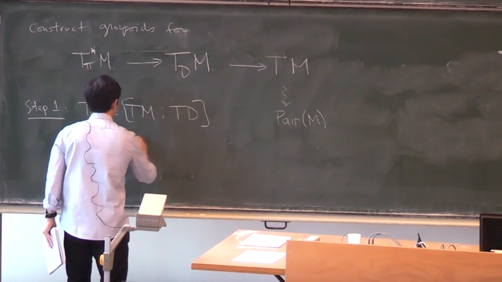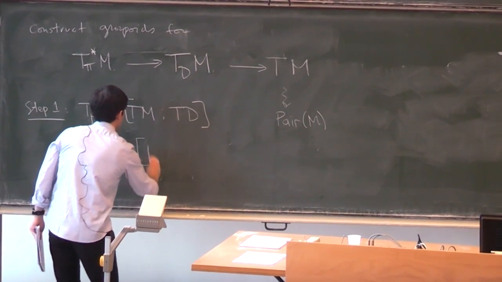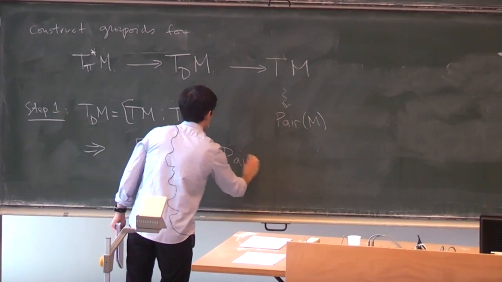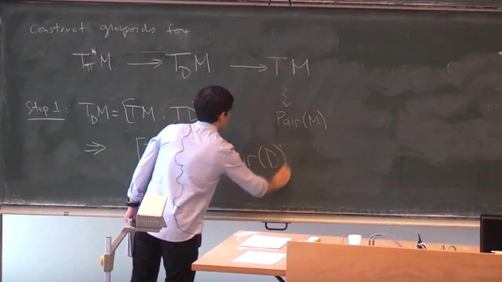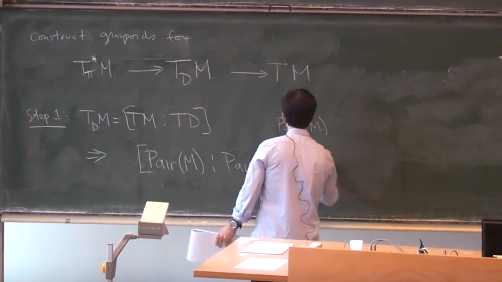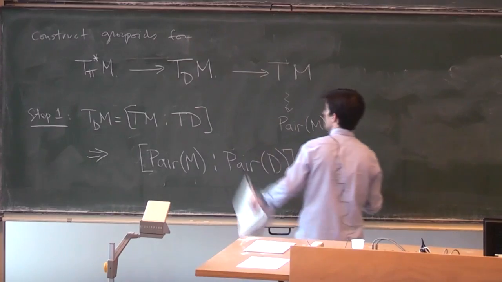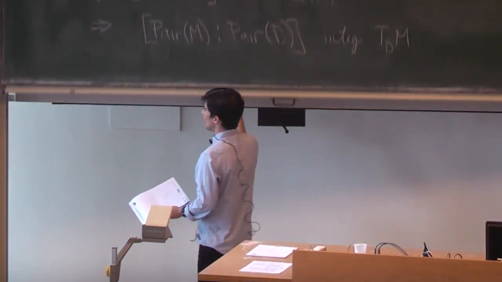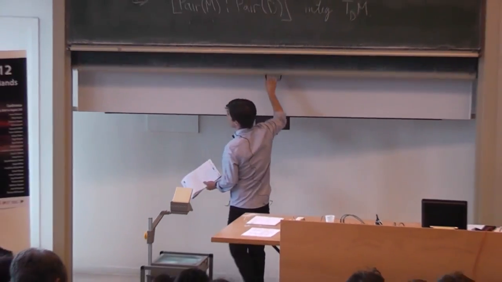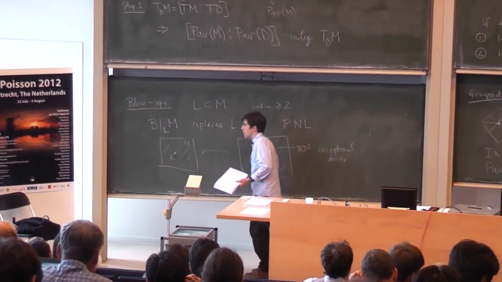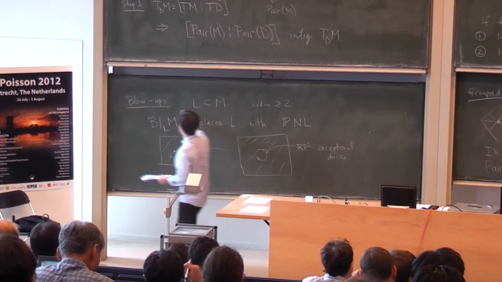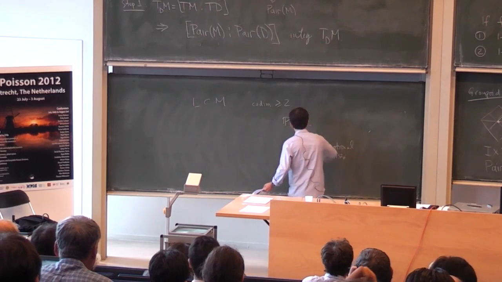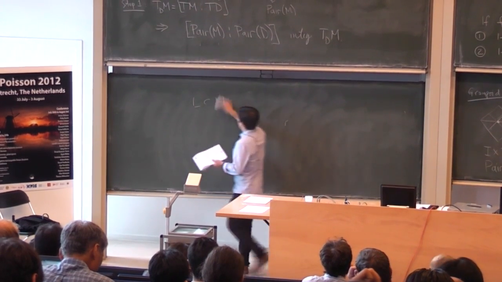So this means that if I blow up the pair groupoid of M in the pair groupoid of D, then I get an integration of TDM. So it becomes a kind of calculus where you know how you're changing the Lie algebroid step by step, and then you just apply these steps to the groupoid by blowing up.